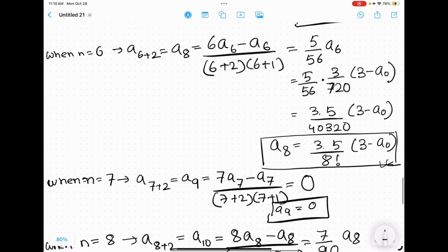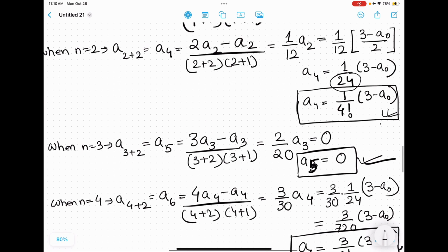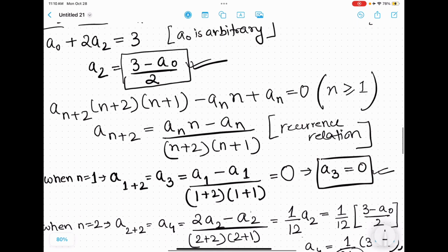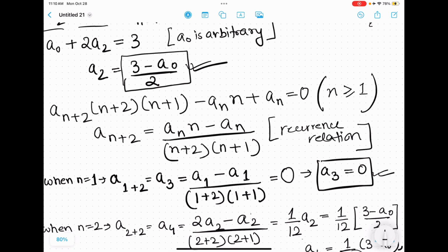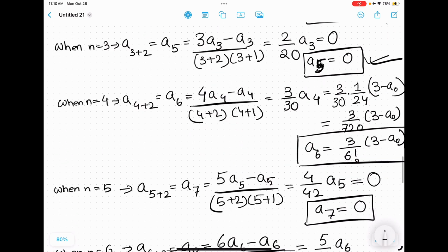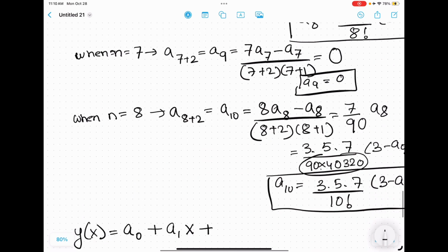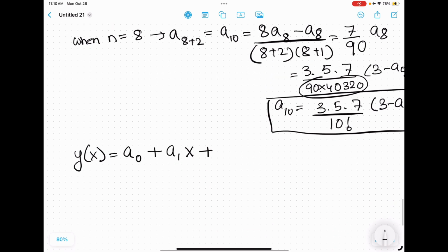So if I look over here, my a sub 2 is 3 minus a sub 0 divided by 2. So I'm just going to separate 1 by 2, and since I have factorials, I'm going to add the factorials over here. Then I have 3 minus a sub 0, can't forget my x squared. Then I have my a sub 3, and I've seen that my a sub 3 is basically 0.